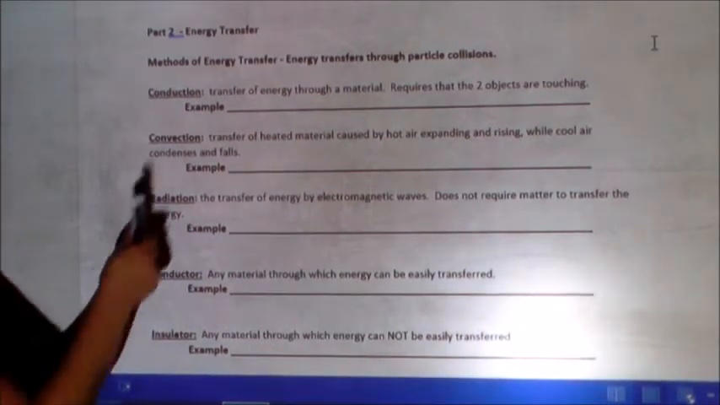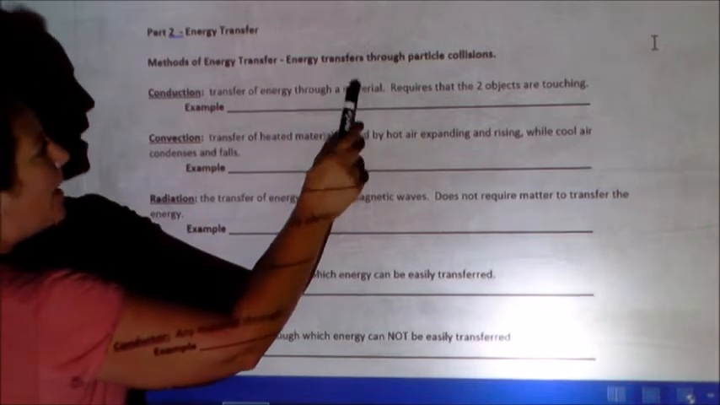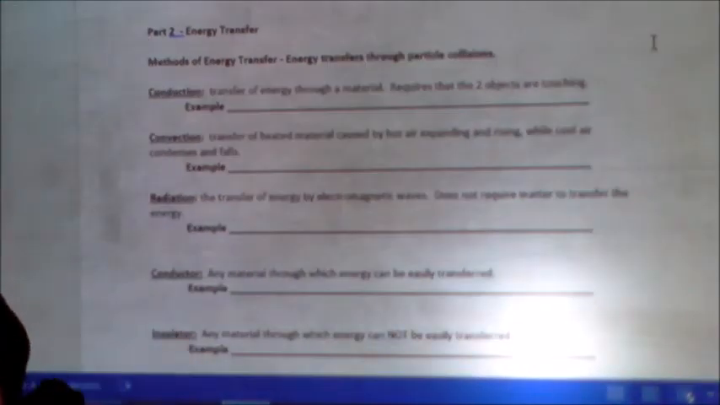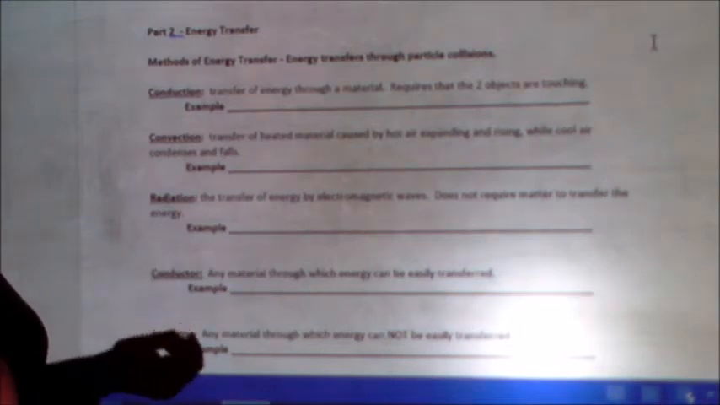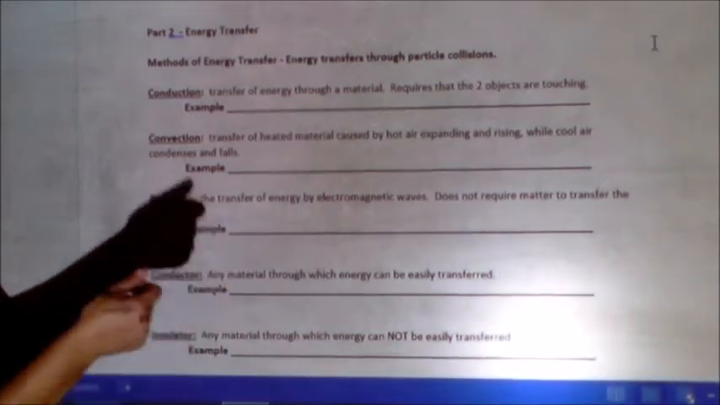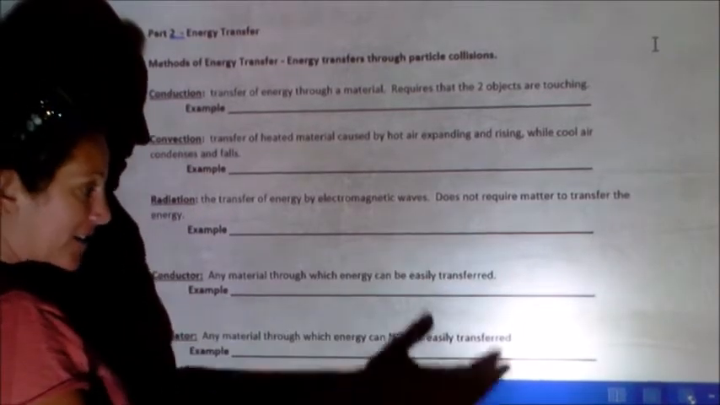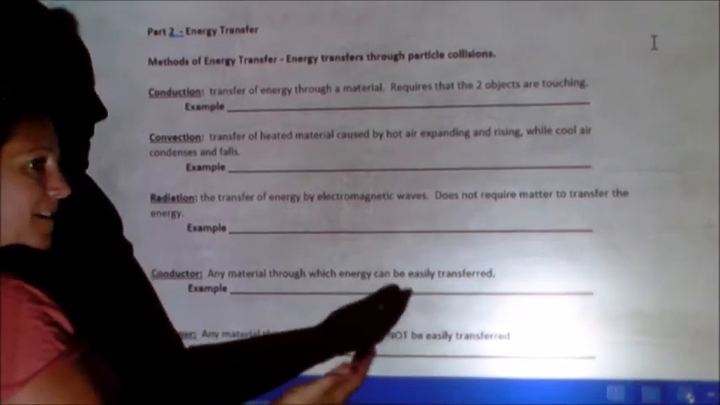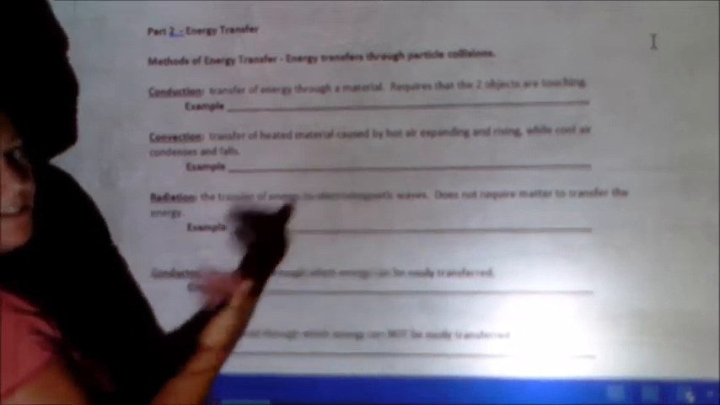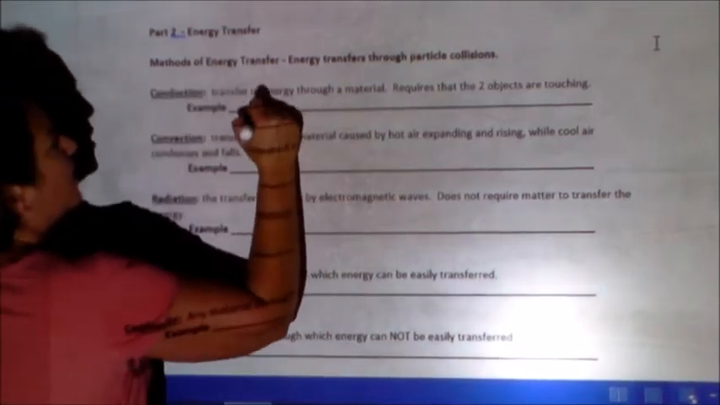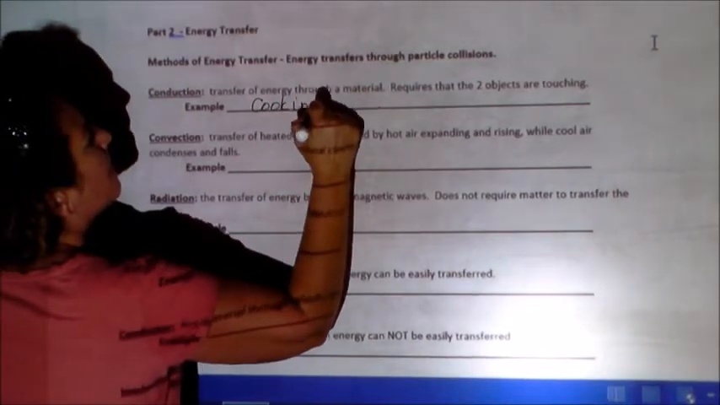Conduction is when energy transfers through a material, and it requires two objects that are touching. So for example, a hot pan on a stove. When I turn the stove on, it heats the pan and sends the energy from the stove to the pan, and then the energy from the pan to the food that I'm cooking. That's conduction. So an example would be cooking on a stove.